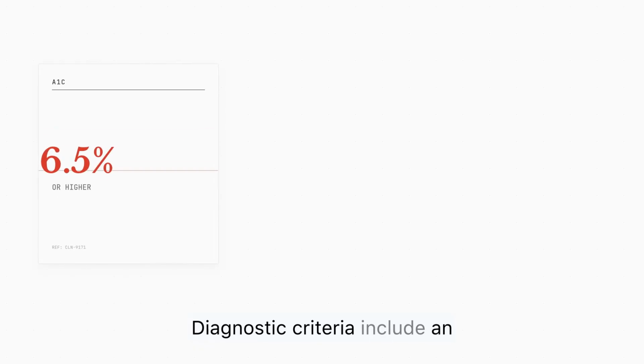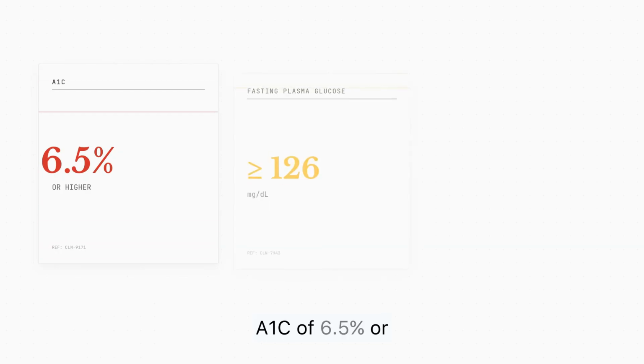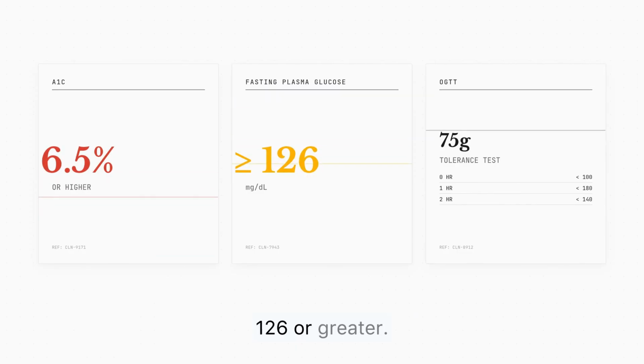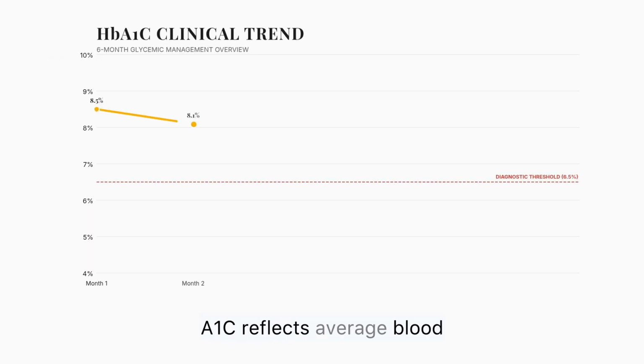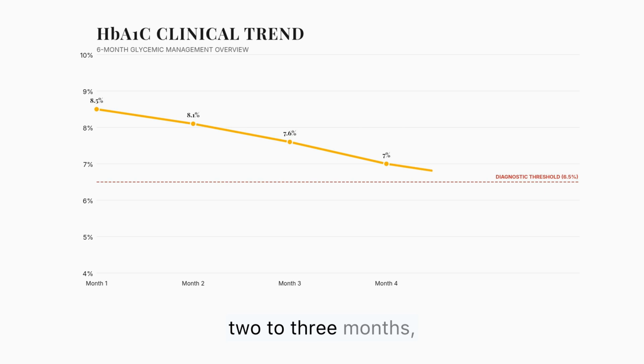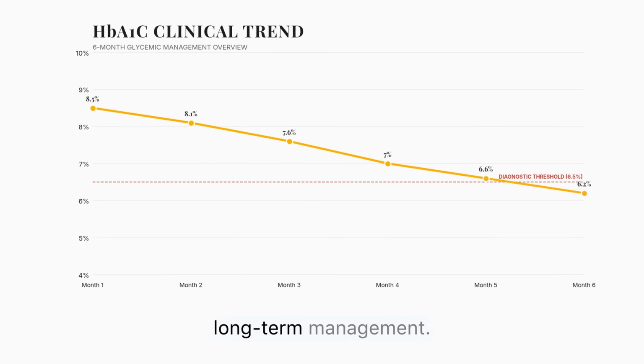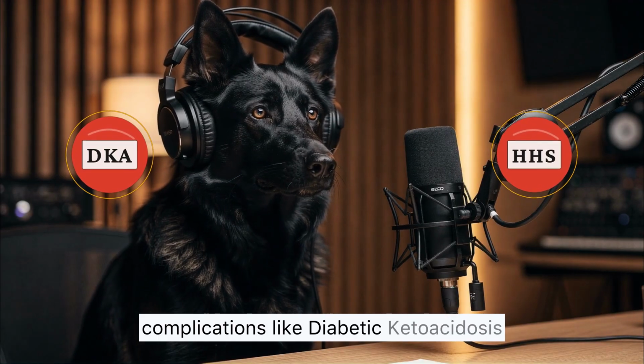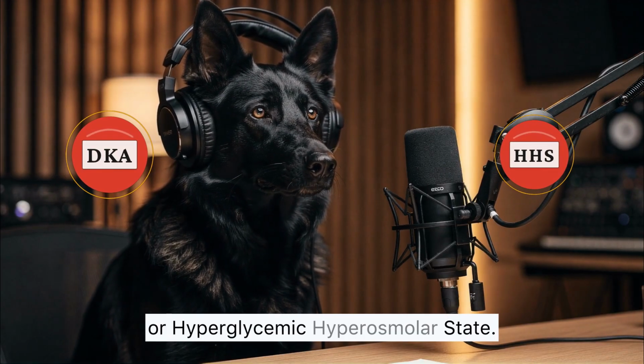Diagnostic criteria include an A1C of 6.5% or higher, or a fasting blood glucose level of 126 or greater. A1C reflects average blood sugar over the past 2 to 3 months, making it essential for long-term management. Be alert for acute complications like diabetic ketoacidosis or hyperglycemic hyperosmolar state.